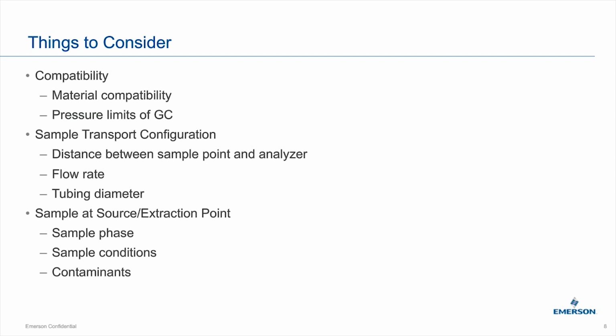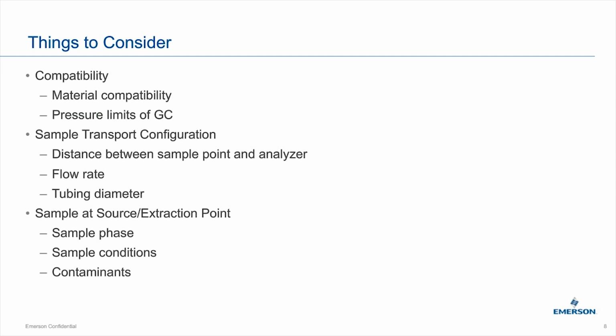Pressure limits. We've kind of talked about this before, but you could be running at several hundred PSI in your pipe, and the GC can only withstand 10 to 30 PSI at sample injection. So we need to have a way to get that pressure down to be compatible.